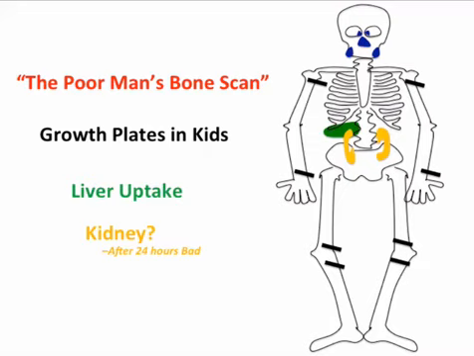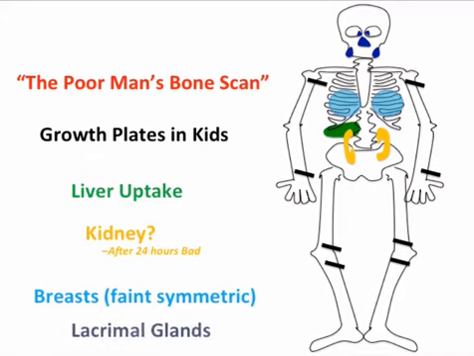Now, what about breasts? Is that okay? Yes, if it is symmetric and faint. If you've got asymmetric breast uptake, that's pretty much always abnormal. You can think about things like mastitis, you can think about things like tumor. And of course, lacrimal glands are also seen with gallium. This is panda sign: sarcoid, Sjogren's, HIV.